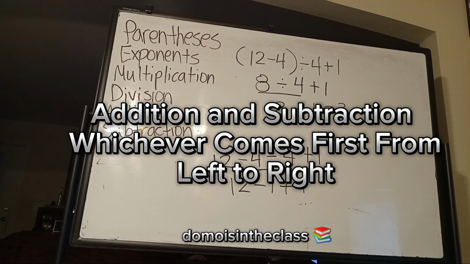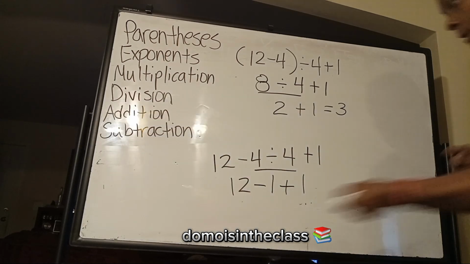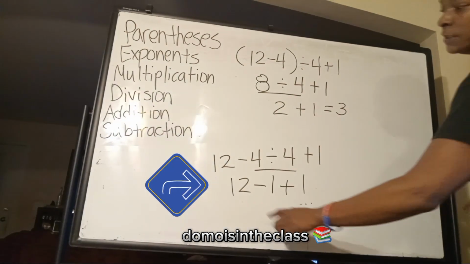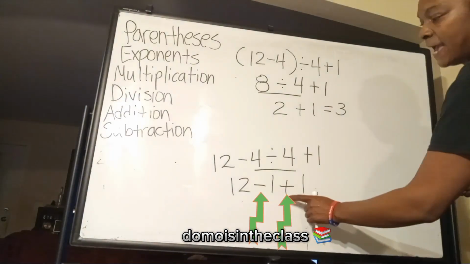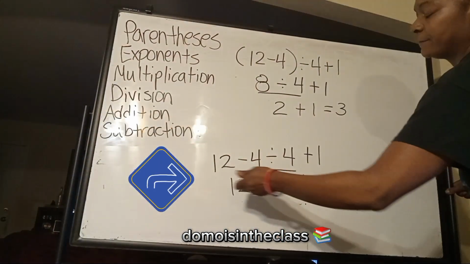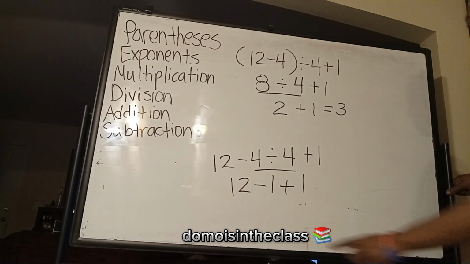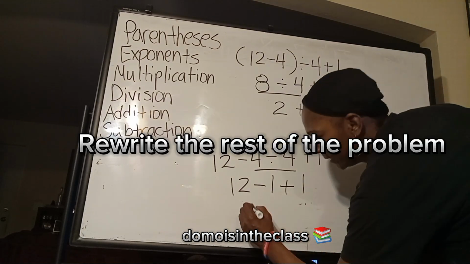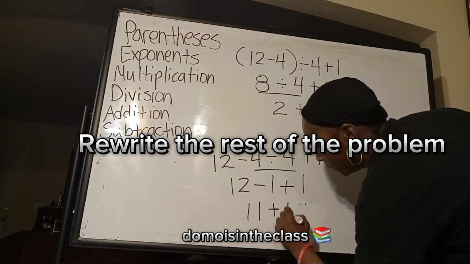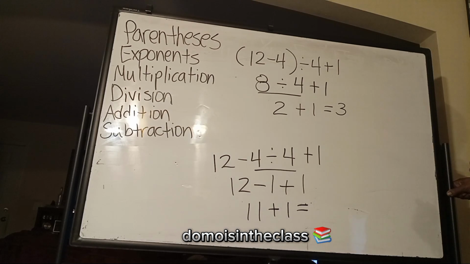Addition and subtraction are on the same level, which means whichever comes first is what we do, moving from left to right. So we have subtraction and addition, but we're going from left to right, so it's whichever we get to first. So 12 take away 1 is how much? 11. There you go. So now 11 plus 1 equals how much? Equals 12.